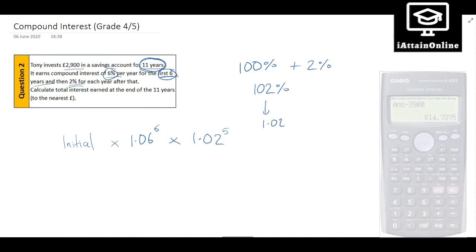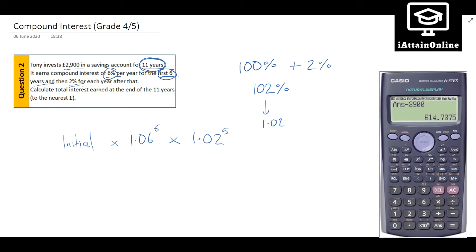Okay, now finally, this is a calculator topic. So I'm going to do, where's my calculator gone? There it is. The initial amount, which was 2,900, multiplied by 1.06 to the power of 6, multiplied by 1.02 to the power of 5.